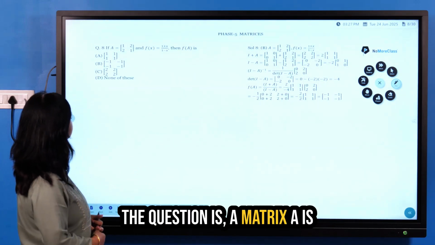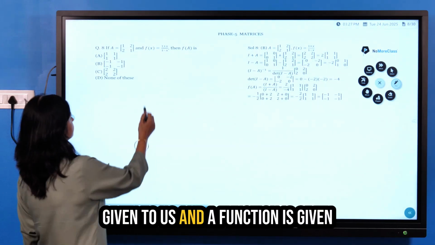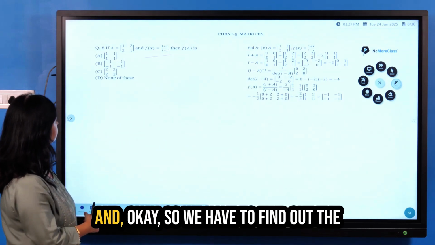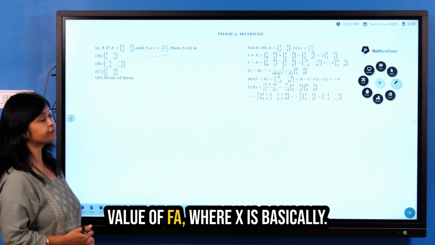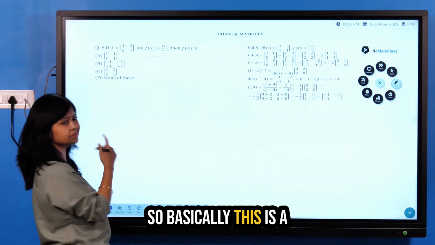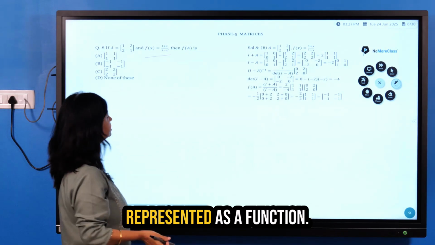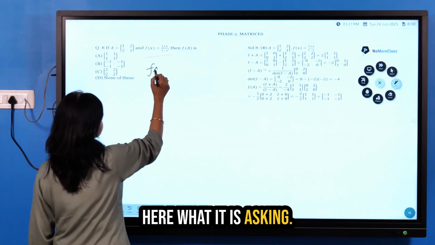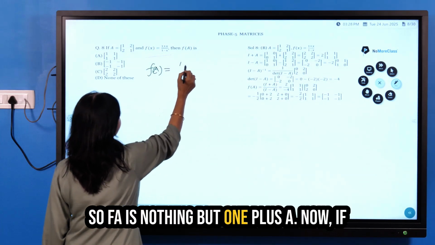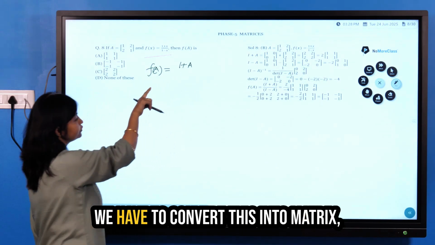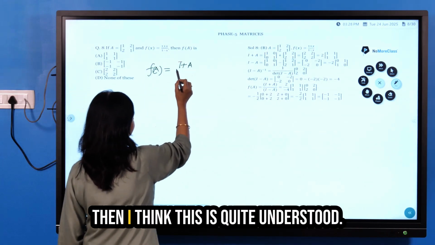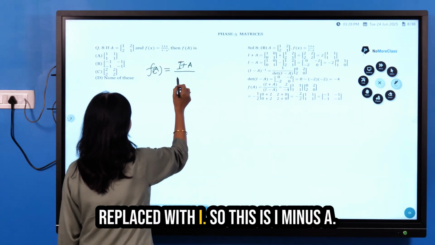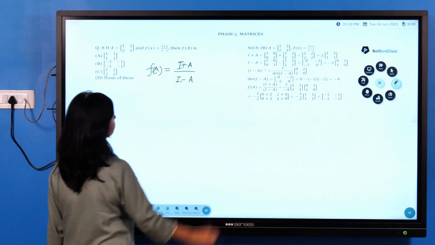The question is a matrix A is given to us and a function is given to us in terms of the matrix. So we have to find out the value of f(A). This is a question where a function can be represented with a matrix. If I write down what it is asking, f(A) is nothing but (1 plus A) over (1 minus A). Now, to convert this into matrices, 1 can be replaced with I. So this is I minus A, so we have to write.